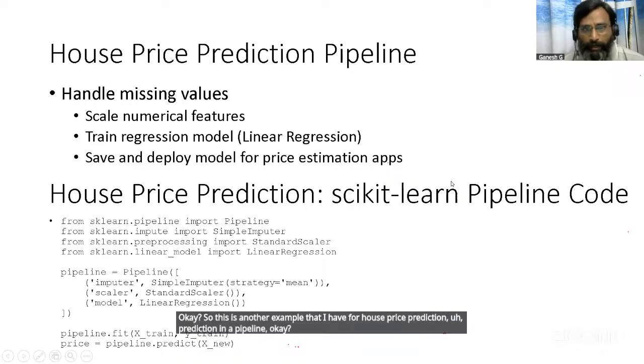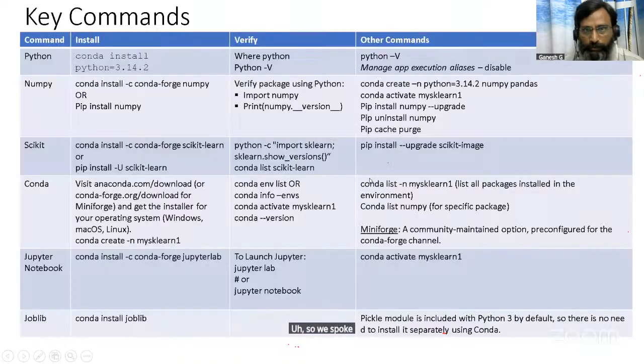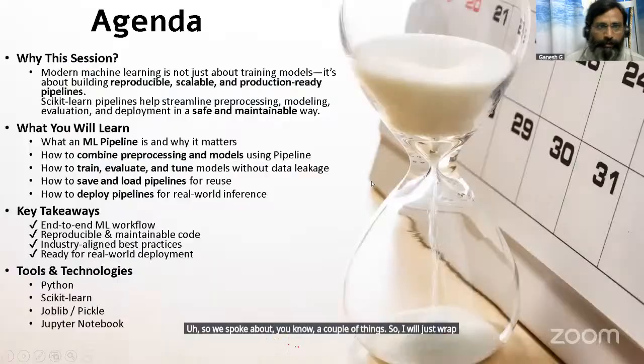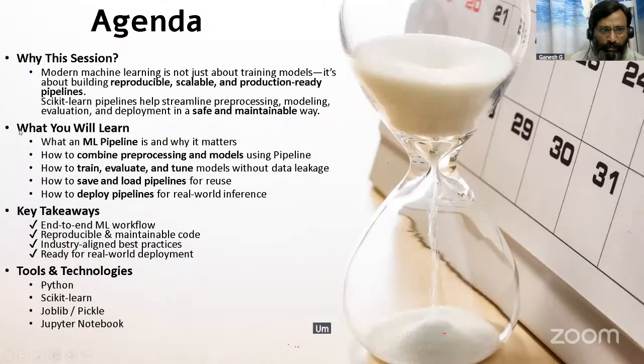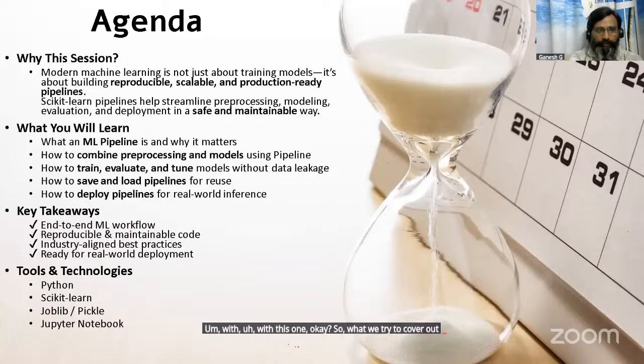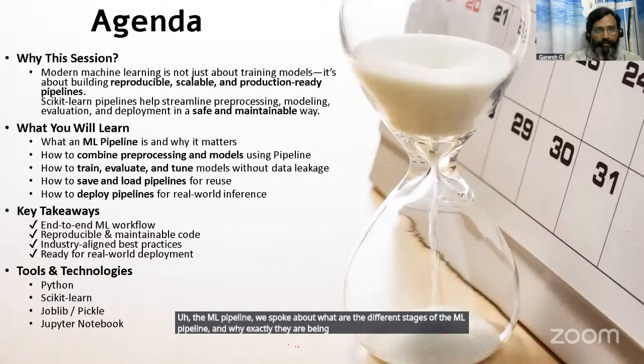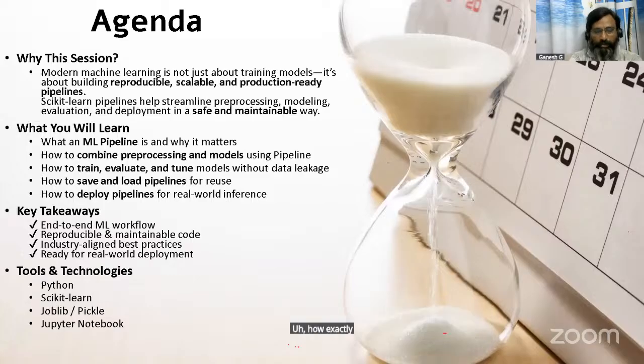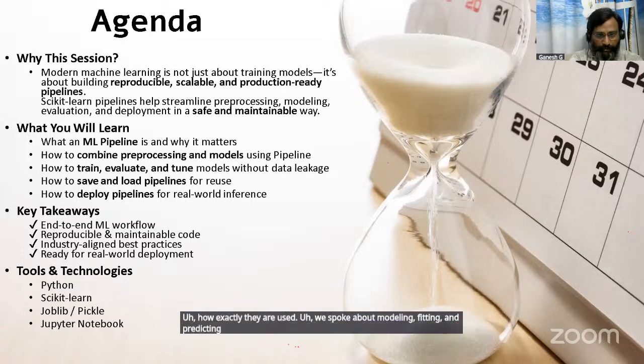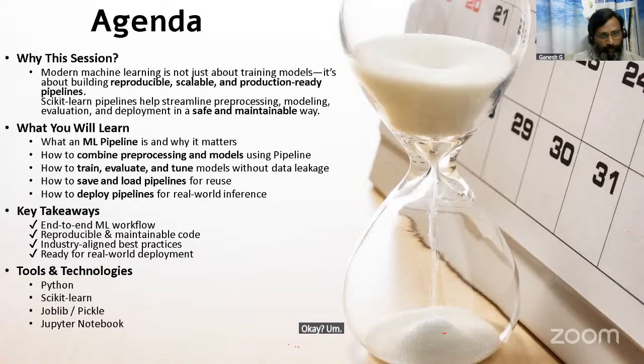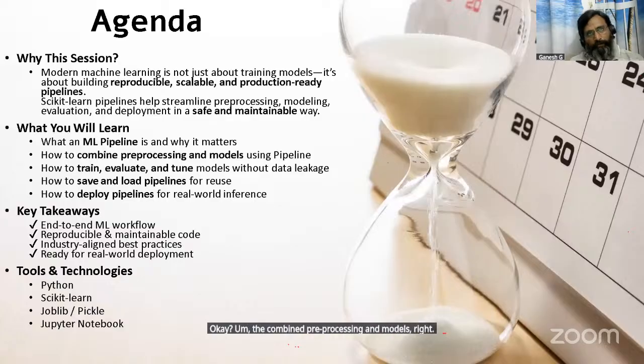So we spoke about a couple of things, so I will just wrap it up with this one. What we tried to cover here: the ML pipeline, the different stages of the ML pipeline and why exactly they are being utilized, and how exactly they are used. We spoke about modeling, fitting, and predicting. We spoke about cross validation too, and the combined process of pre-processing and models using the pipeline.